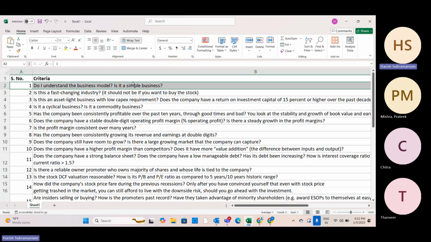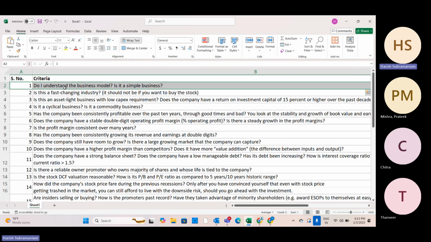Right. So the first and the most fundamental criteria of any share is, do I understand the business model? Is it a simple business or not? So if you don't understand how a business works, then there is no point in owning the shares. Because you don't know what the risks to the business are, you don't know what the opportunities are. Let's say if you don't understand the business, tomorrow there's a Russia-Ukraine war or some other war, you don't know what the impact of that war might be to the business.